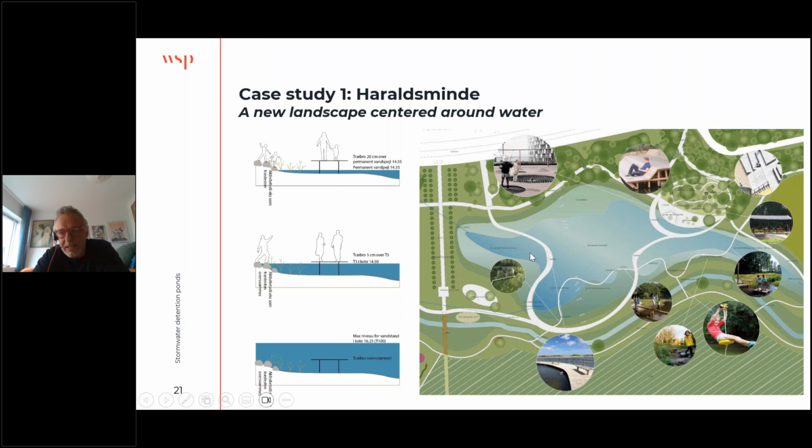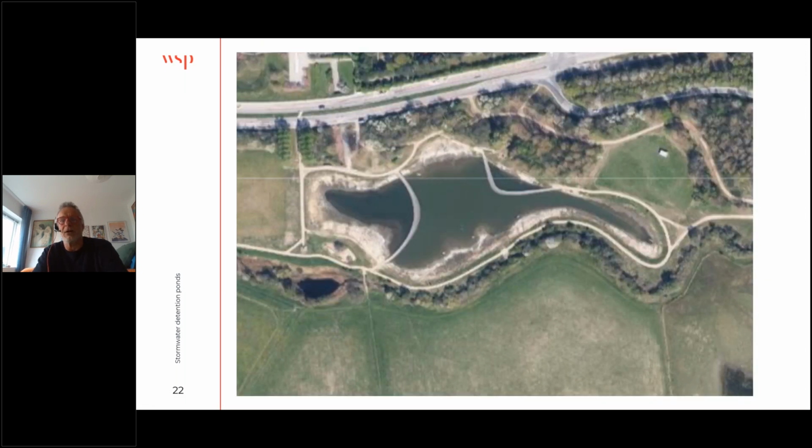So these enclosed areas of the pond work as primary sedimentation ponds or traps, and by doing that we can clean up these areas maybe every 10 to 20 years, and then we can leave the rest of the pond and only clean it up maybe every 50 years. This is what it ended up like, just after it was established.